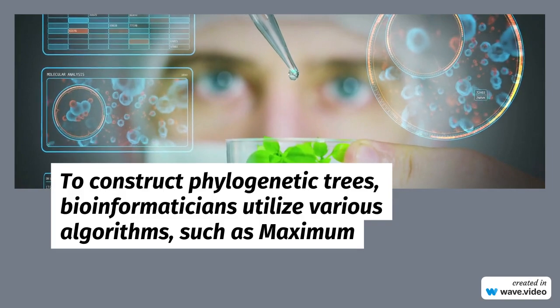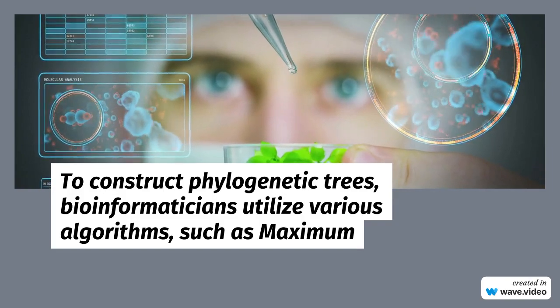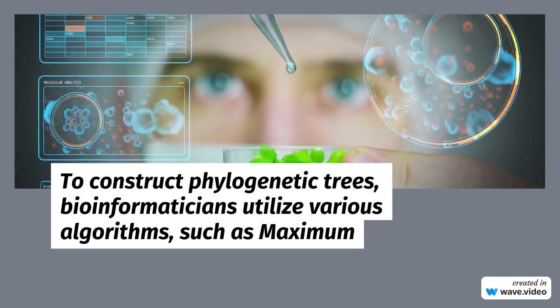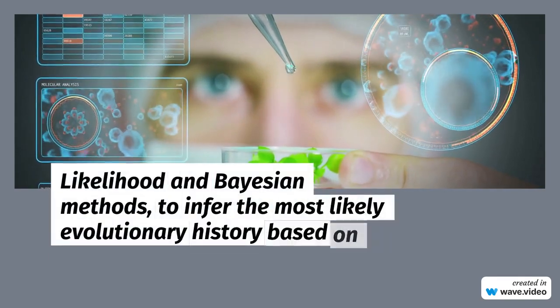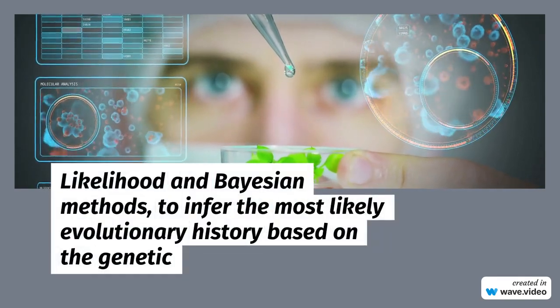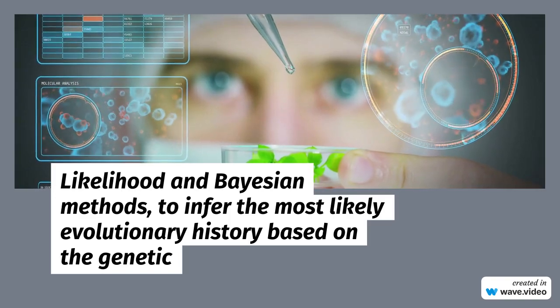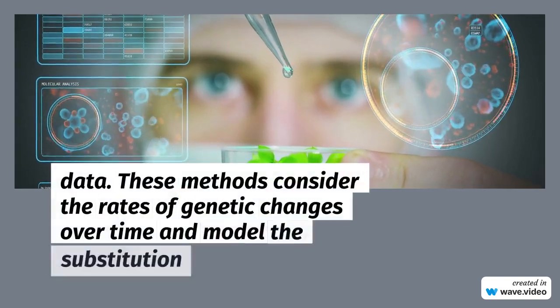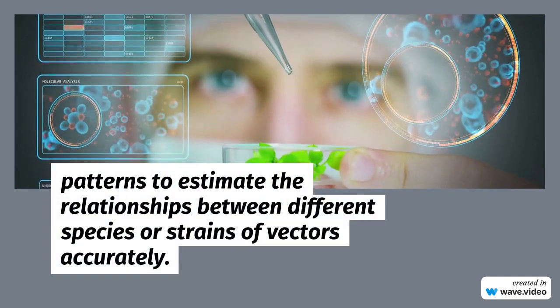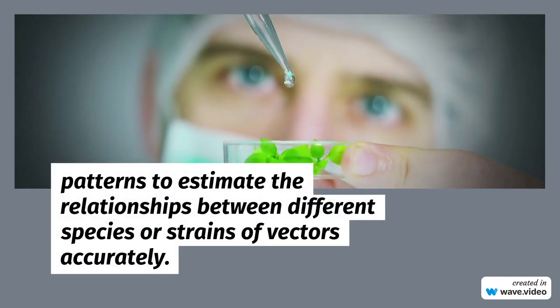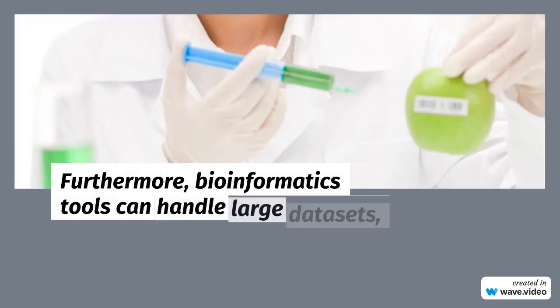To construct phylogenetic trees, bioinformaticians utilize various algorithms, such as maximum likelihood and Bayesian methods, to infer the most likely evolutionary history based on the genetic data. These methods consider the rates of genetic changes over time and model the substitution patterns to estimate the relationships between different species or strains of vectors accurately.